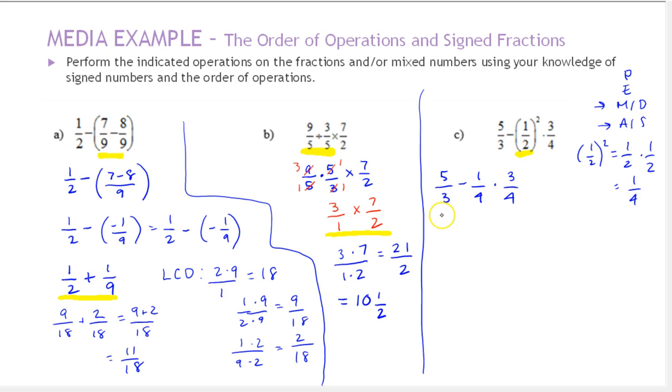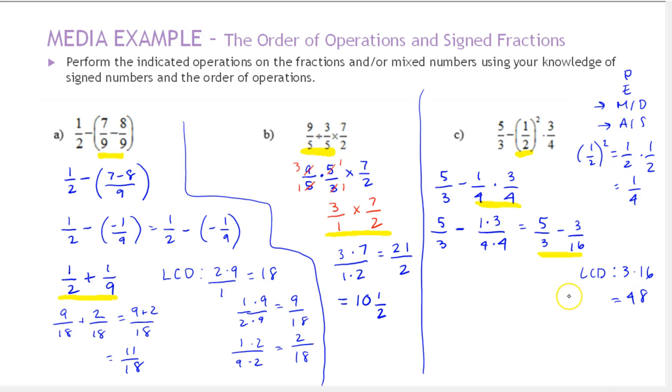So I'm going to keep the 5/3. I'm going to keep the subtraction sign, and now I'm going to multiply these. So we have 1 times 3 over 4 times 4. Well, that's 5/3 minus 3 over 16. So we perform the multiplication. So this is done. Now we need to perform the subtraction. We need to find a common denominator. Notice again, 3 and 16 don't have any common factors. So their least common denominator is their product.